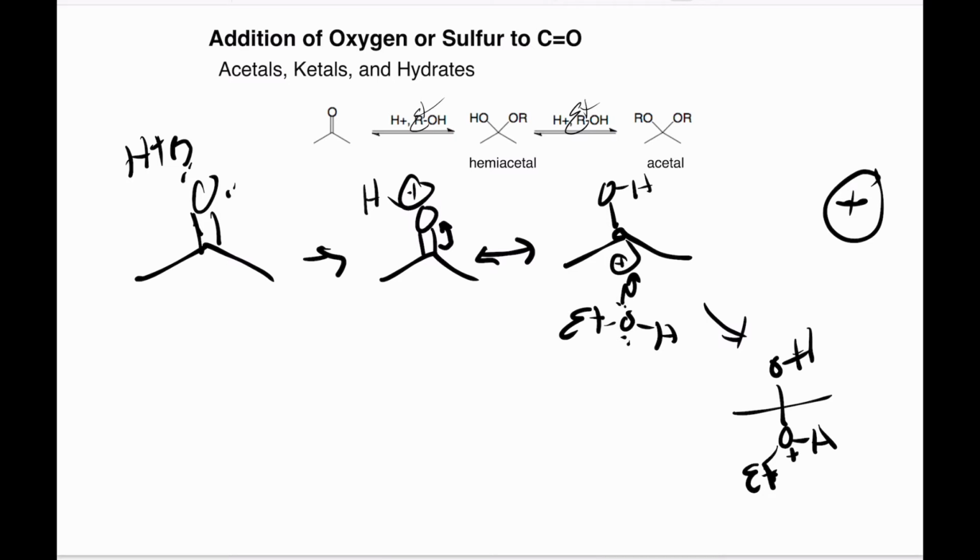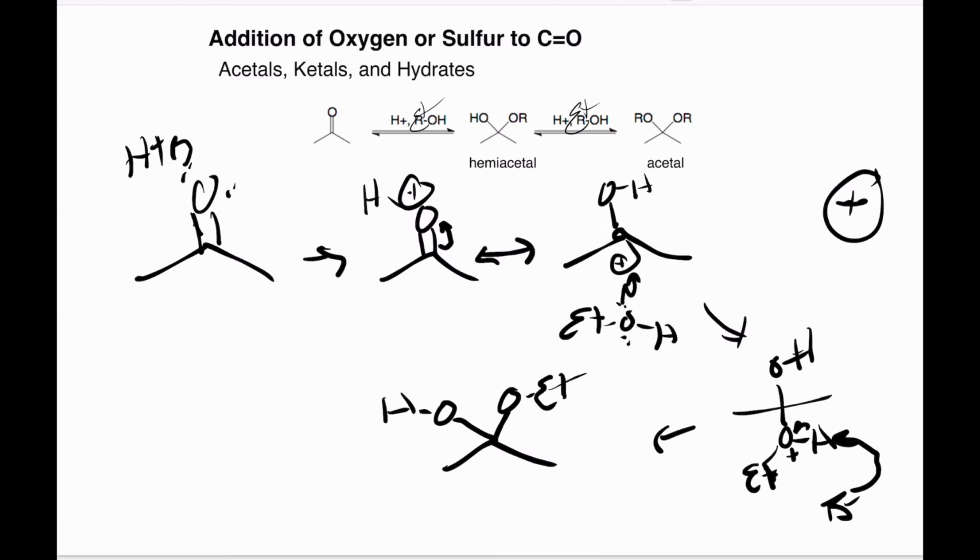You've got a proton on that oxygen, and you're going to want to get rid of it, so you're going to take a general base, which is really just another molecule of ethanol. Pull off the proton, leave the electrons behind. And now you have the hemiacetal of the ketone you started with, or the hemiketal.